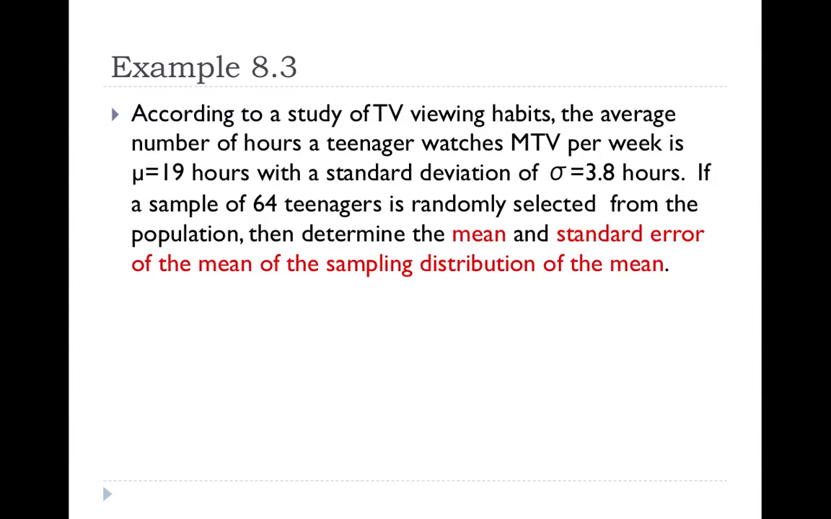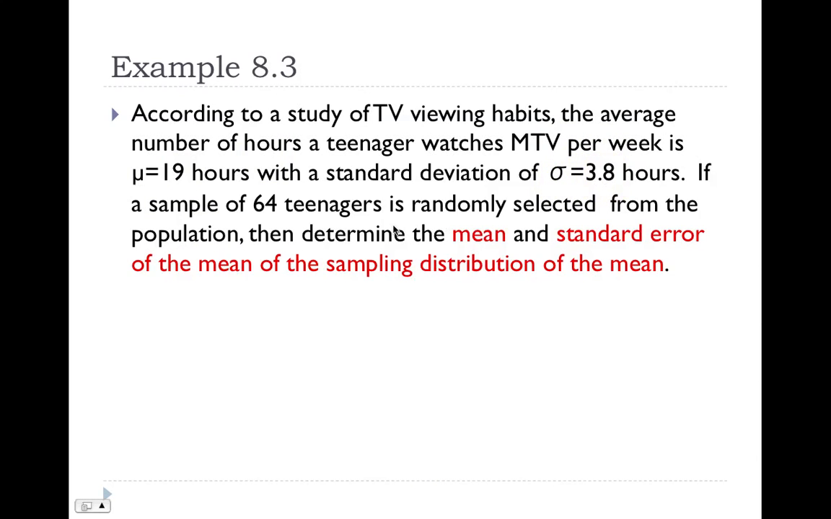According to a study of TV viewing habits, the average number of hours a teenager watches MTV per week is population mean mu equals 19 hours, standard deviation sigma equals 3.8 hours. So notice immediately that we're provided with the population mean and the population standard deviation.